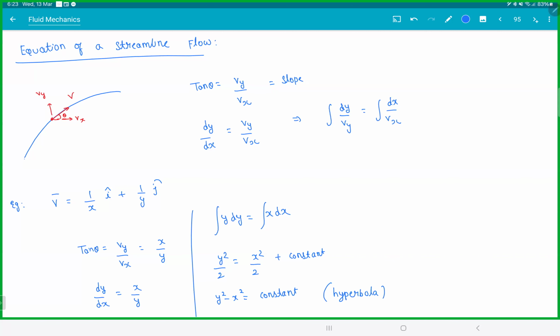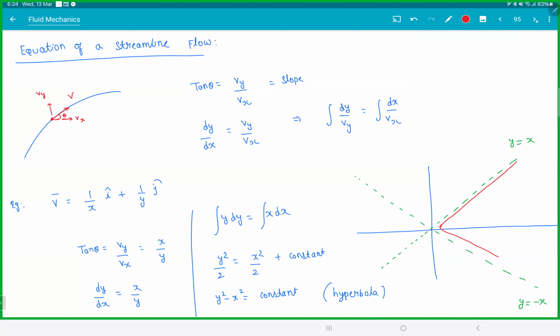Did you guys learn hyperbolas? If you haven't, later on they'll teach you. This is actually a rectangular hyperbola. So if you draw the lines y is equal to x and y is equal to minus x, let them teach you in maths, but let me show you how it looks. If that constant is 0, you'll get a straight line. As the constant is a small positive number, the streamlines will look like this. They will tend to this.